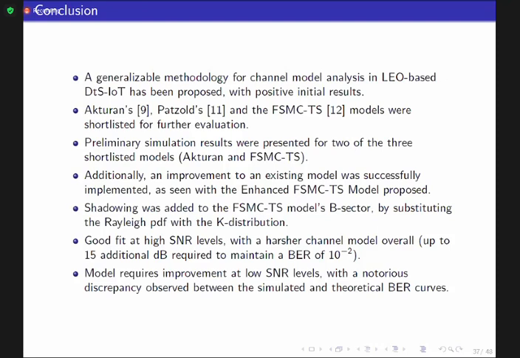We have listed three models, including Petzold's and the CTS model, for further evaluation. We presented some exploratory preliminary simulation results for two of the shortlisted models. Petzold's model is still pending. And we managed to improve an existing channel model. We presented the enhanced FSMC-CTS model, which includes shadowing, addressing one of the few lacking points in the FSMC-CTS channel. This model is a good fit at high SNR values. There's a big discrepancy at low SNR values, which needs to be looked into further.